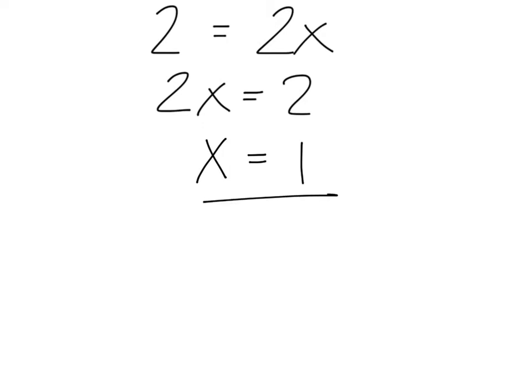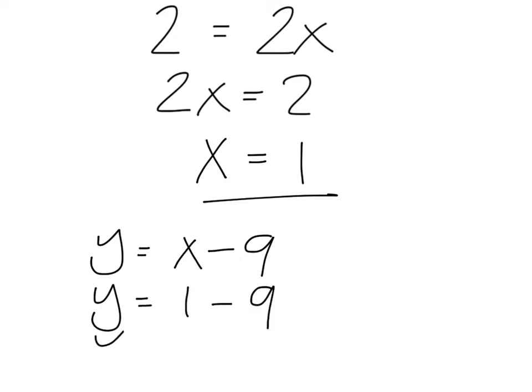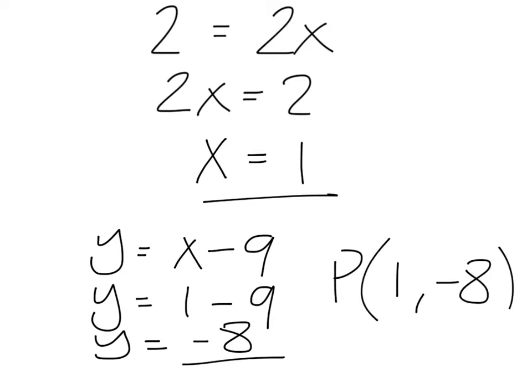Now we know our x value. It's just a case of substituting that back into one of the lines to find the y value. So we'll take our x value and substitute it into line 2. So line 2 was y equals x minus 9. So y equals, we now know x is 1, so that's 1 minus 9. So that means y equals -8. So we have our x value and our y value, which means we have the point of intersection, point P, and that's the point 1, -8. Our final answer.